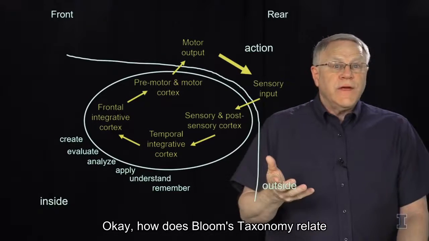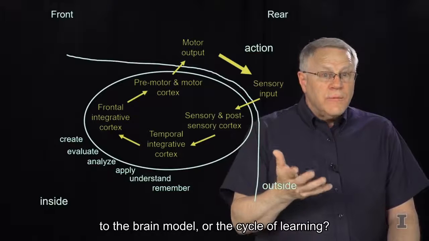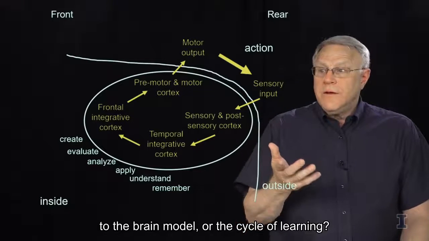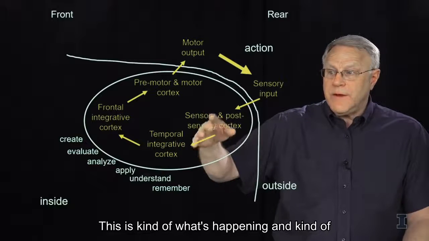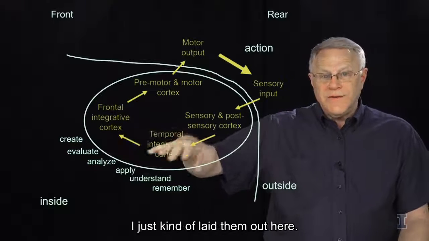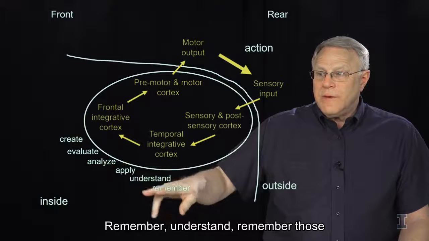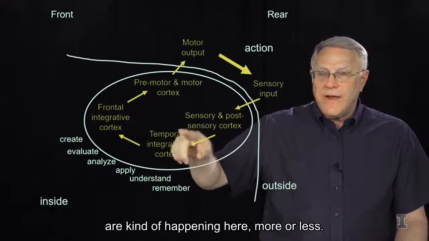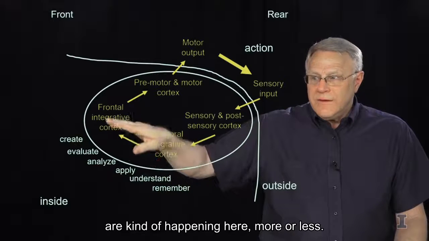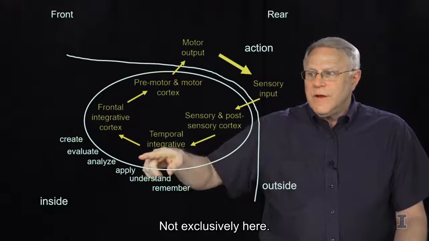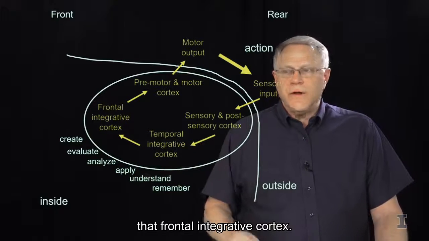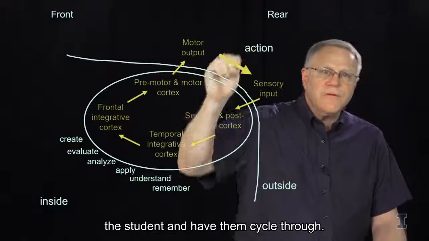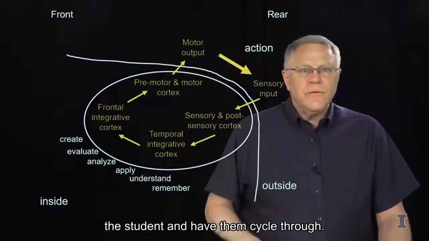Okay, how does Bloom's taxonomy relate to the brain model or the cycle of learning? Well, again, we control this part, sensory. This is kind of what's happening, kind of more or less where they're happening in the brain. I just kind of laid them out here. Remember, understand, those are kind of happening here more or less, not exclusively here. But as you go up the line here, more and more of that's happening in that frontal integrative cortex. And our job is to pull that out of the student and have them cycle through.